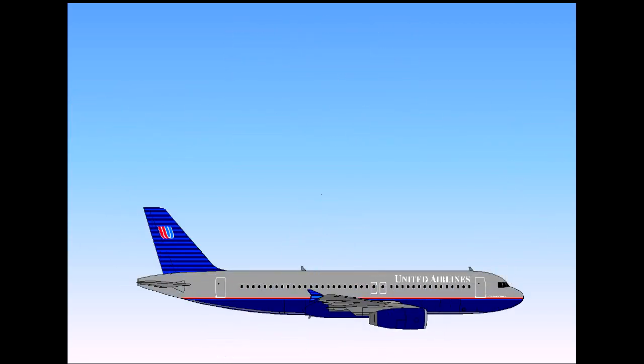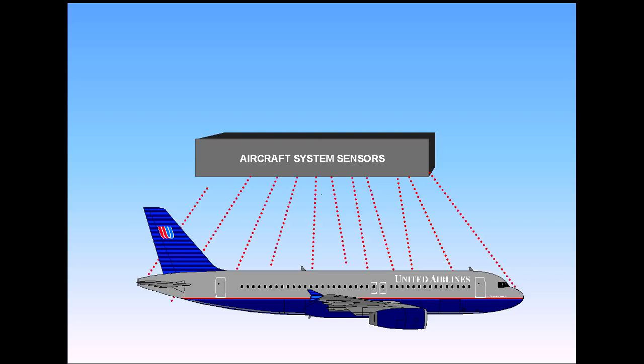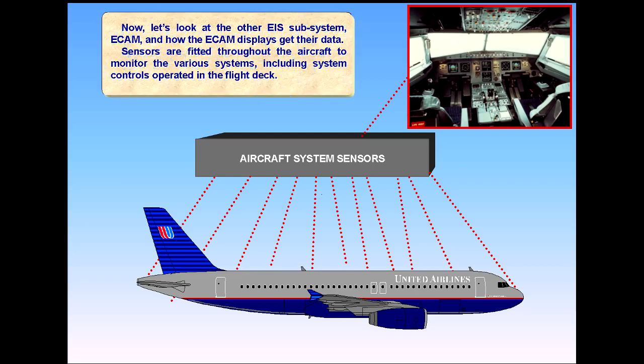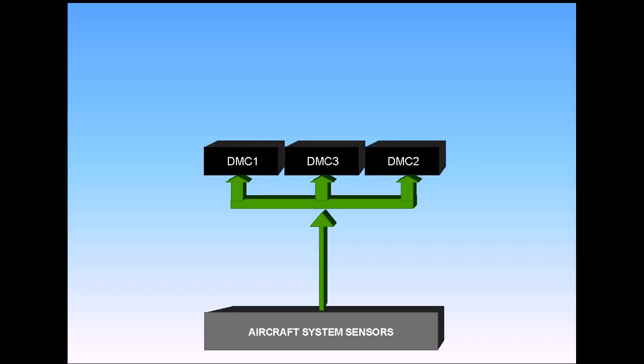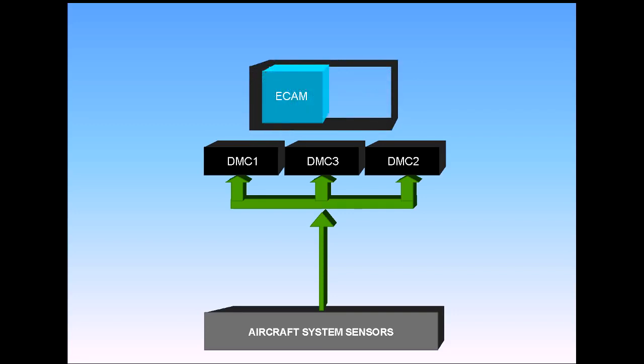Now let's look at the other EIS subsystem, ECAM, and how the ECAM displays get their data. Sensors are fitted throughout the aircraft to monitor the various systems, including system controls operated on the flight deck. Data for certain parameters, for example, fuel quantity and primary engine indications, is routed directly from the system sensors to the three DMCs. Note that there are separate channels within each DMC for ECAM and EFIS.